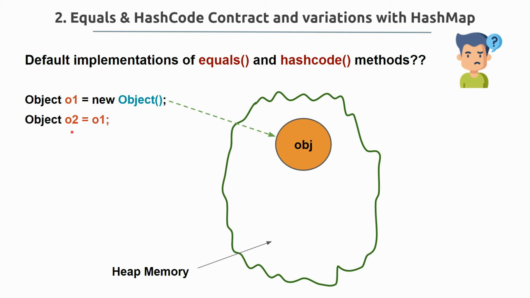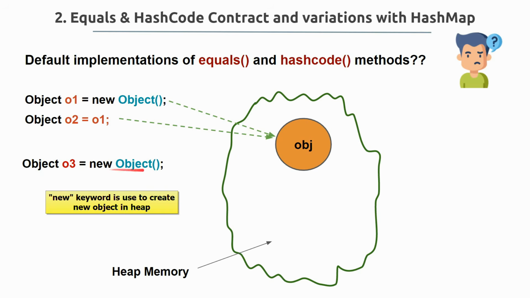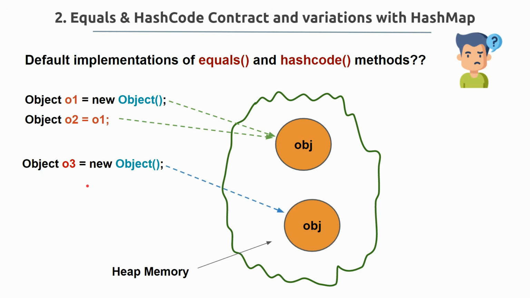But here the JVM is not creating a new object. Instead, O2 is pointing to the existing object. Here O2 is the reference which is pointing to O1. That means internally O1 and O2 are pointing to the same object. Let's create another object O3. Here we are using the new keyword, and that's why the JVM will create a new object in heap memory and O3 will point to the new object. Now you have got an idea when new objects are created and when existing objects are referenced, right?